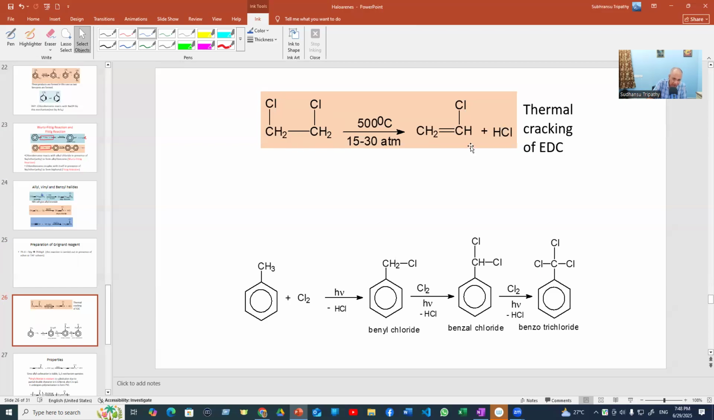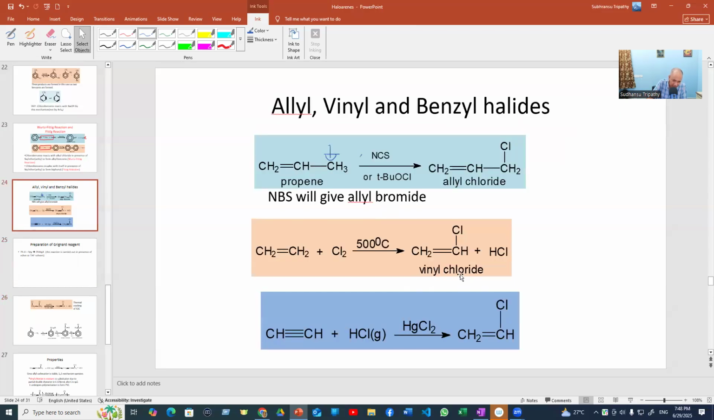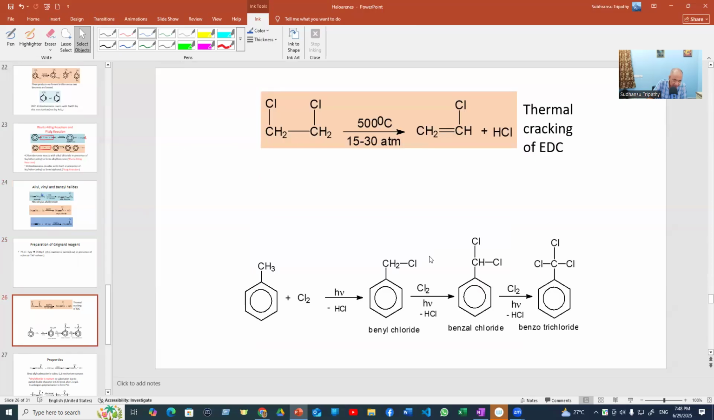You get vinyl chloride. So there are two ways of getting vinyl chloride: with a substitution reaction from ethylene and from elimination reaction of 1,2-dichloroethane. Only single elimination occurs to give vinyl chloride.